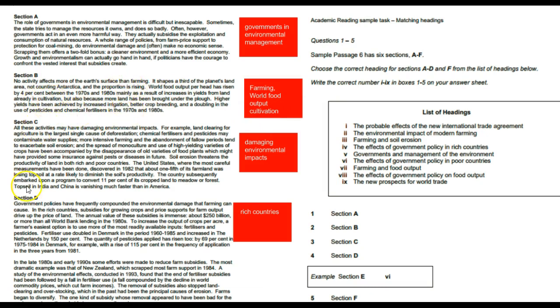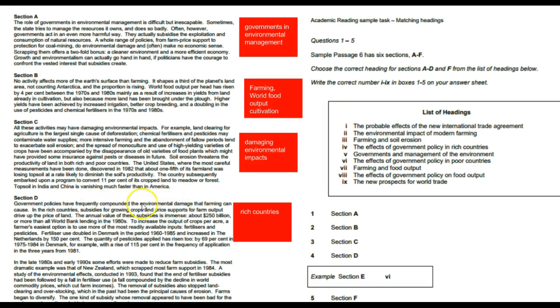Moving on to section C, we're going to read the first line. All these activities may have damaging environmental impacts, and that's enough for me to write the annotations here, or the keywords: damaging environmental impacts. Section D: government policies have frequently compounded the environmental damage that farming can cause.